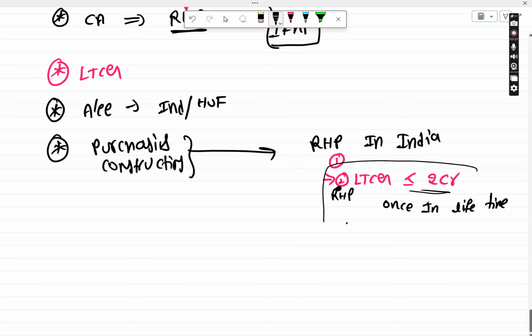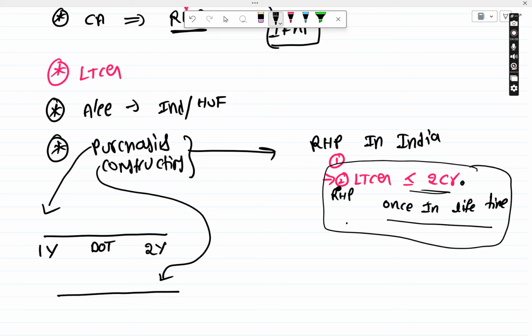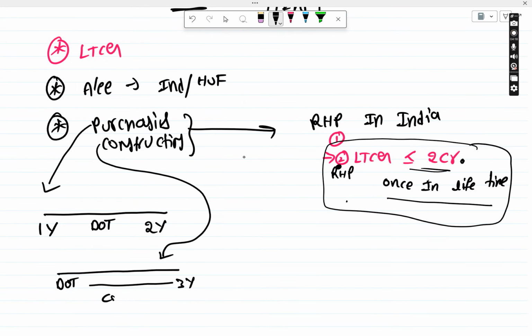So if you want to claim two residential house properties, the long-term capital gains must be less than 2 crores, but that too you can claim only once in a lifetime. If you are purchasing, you should purchase within, from the date of transfer, either 1 year before or 2 years after. And if you are constructing, you should complete your construction within 3 years.